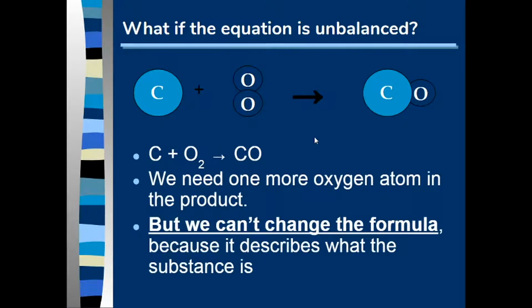We would need another oxygen in our product. But I cannot change this to CO2 because you guys know carbon monoxide and carbon dioxide are two very different substances with different properties. That was not the reaction that was taking place. It wasn't the production of CO2. It was the production of carbon monoxide. So we can't just put a subscript of a 2 out here. That's not how we balance equations. We balance equations with coefficients out in front to show us how many of each thing we have.